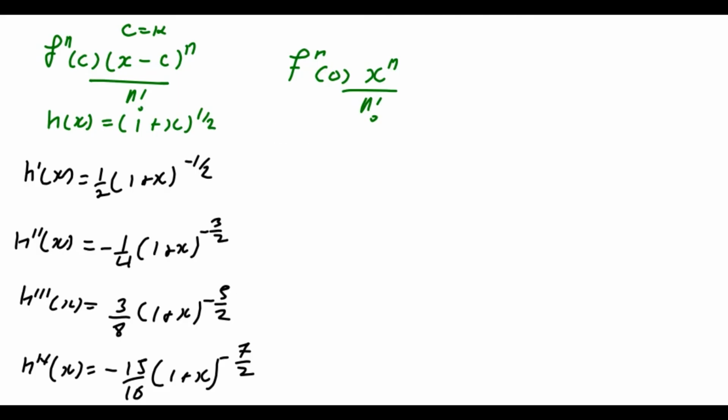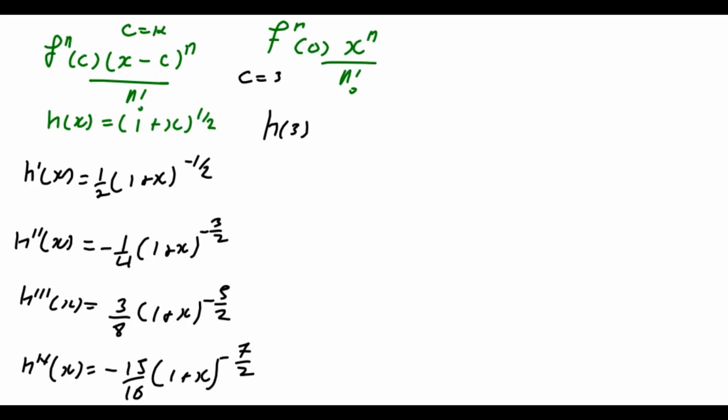Let me see what it's going to become when you say Taylor. If you say h of c, in this case our c is what? We are told that our c is equal to 3. If you plug in 3 here, it will be 3 plus 1, which is 4, square root of 4 is 2. So h prime of 3 will be equal to 1 over 4.